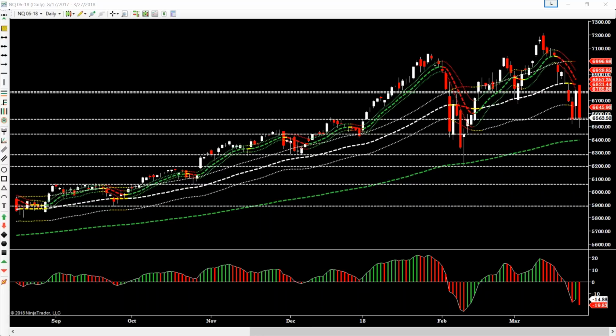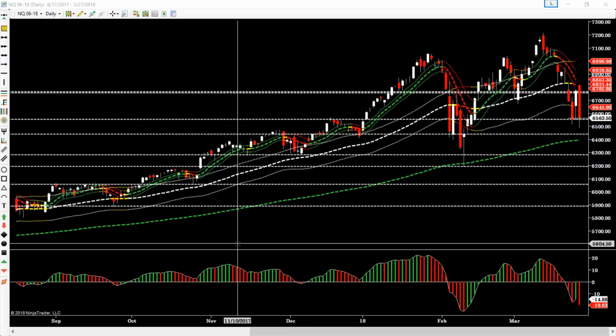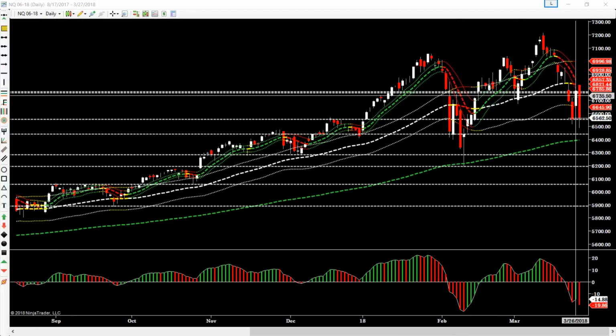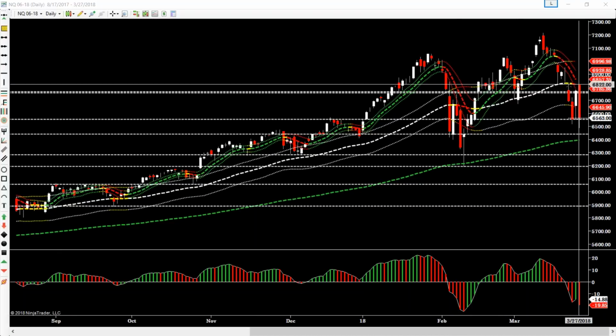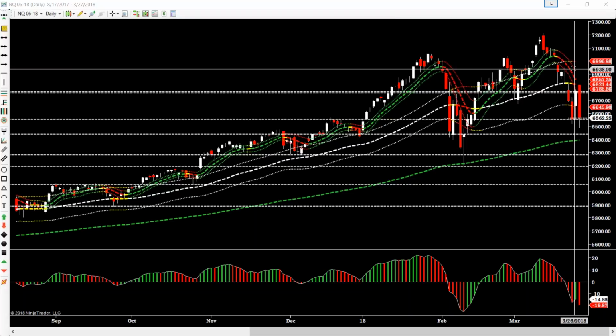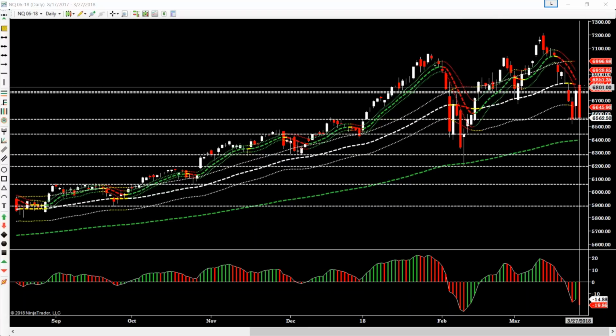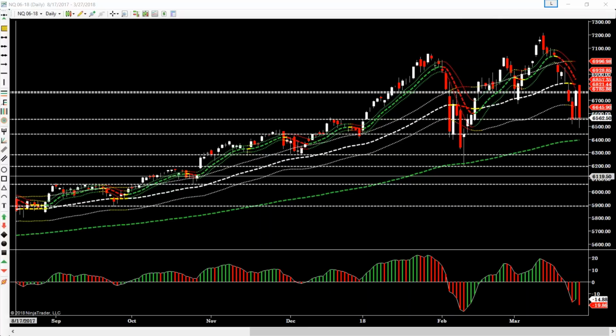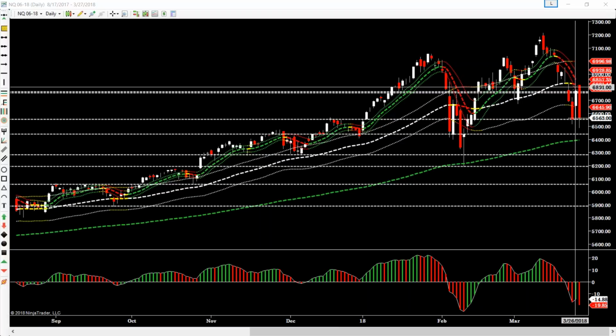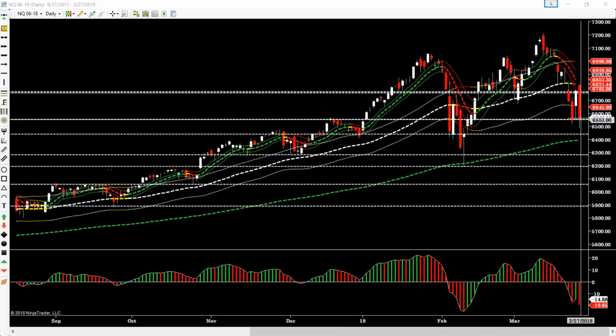What I've got here is a big bear bar on the NASDAQ. It did exactly what I thought it was going to do. It got right there in the middle of the range, found this down sloping range, hit it, turned right around and closed almost on the low.